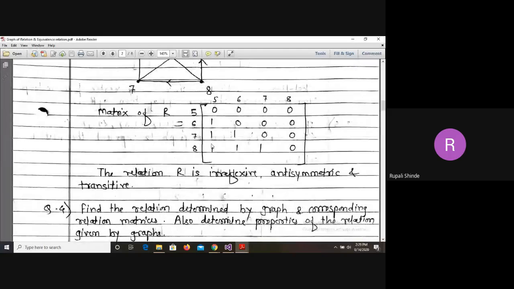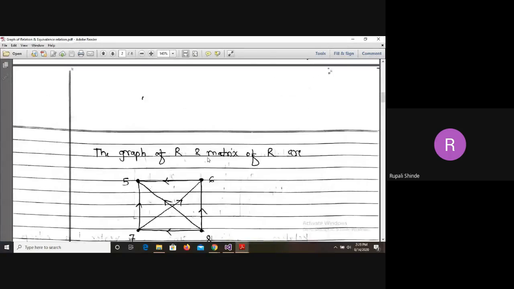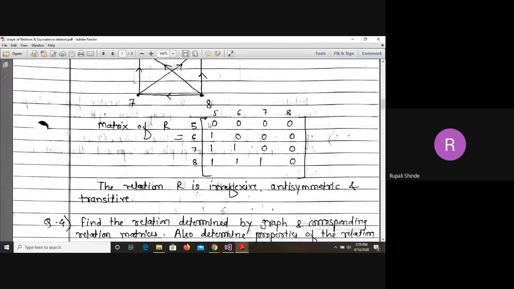So for 8 and 5, we have to mark 1. Then the next one is 8, 6; we mark 1 here. 8, 7: again 1. 7, 5: 1. 7, 6: 1. And 6, 5: again 1. And for the rest of the places we have to mark 0.